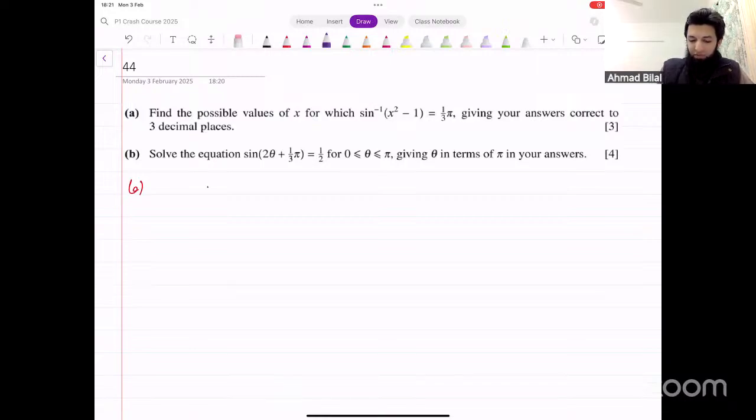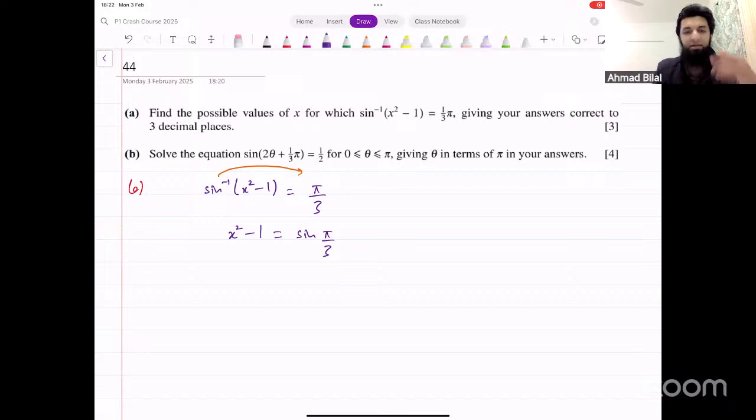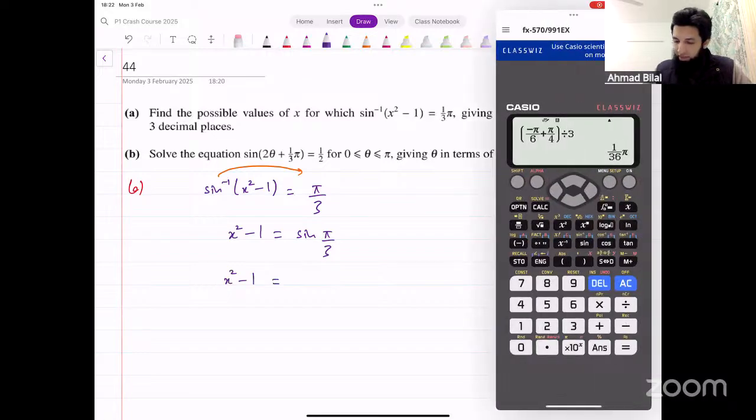Now, what happens when we do that? We get sine inverse of x squared minus 1 equals pi over 3. First of all, we simplify this equation a bit by taking sine inverse to the other side, so that it becomes x squared minus 1 equals sine of pi over 3, right? It was sine inverse on the left side. When you take it to the right side, it will become sine. Now, what is sine pi over 3? You can put this on your calculator. Make sure your calculator is in radian mode. Sine of pi over 3, that should give you square root of 3 over 2. That's what you're getting. Now you just solve this equation.